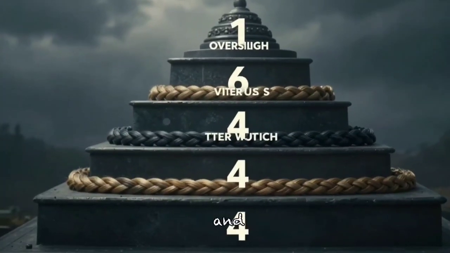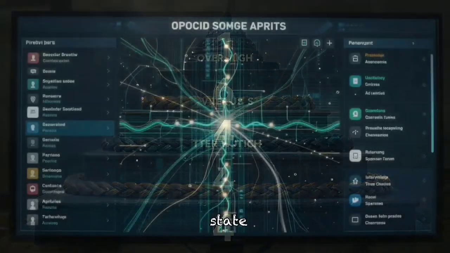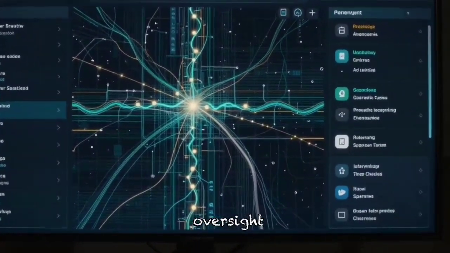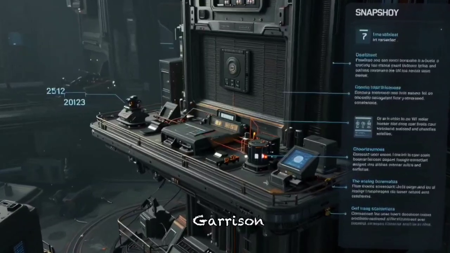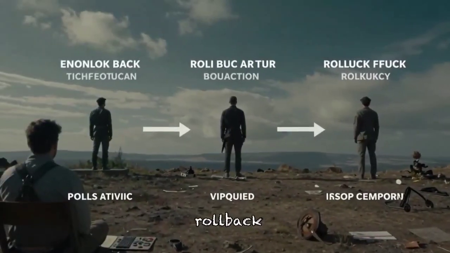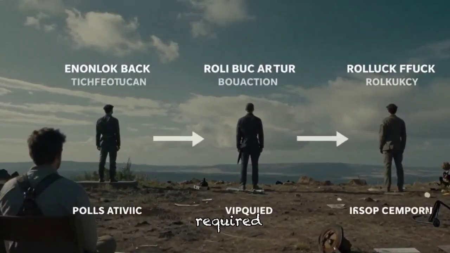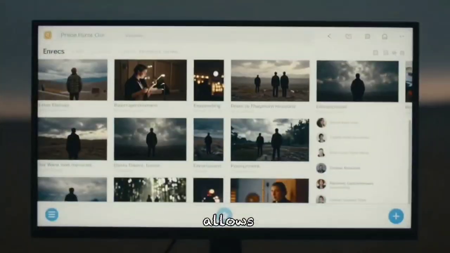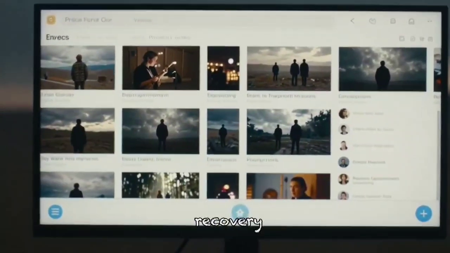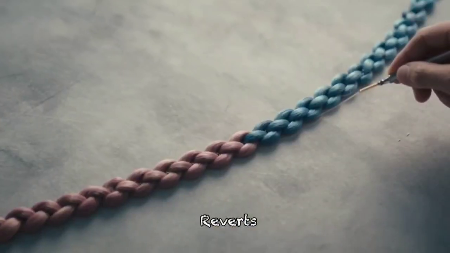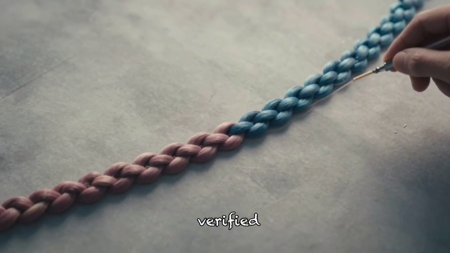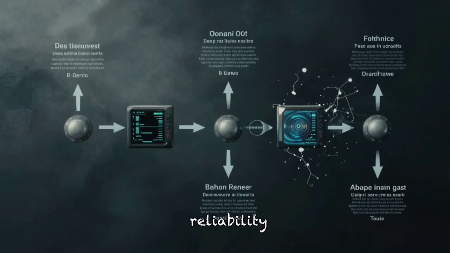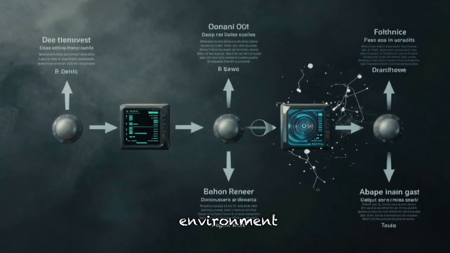Applies a Hermitian transpose and reflection matrix to verify state symmetry and identify anomalies immediately for Tier 4 oversight. Captures immutable state packets into the Garrison log array, enabling complete rollback capabilities whenever required. Establishing robust rollback mechanisms through captured snapshots allows for accurate state verification and recovery when anomalies arise. Reverts the entire system state back to a verified baseline if an anomaly is detected, ensuring the stability and reliability of the data processing environment.